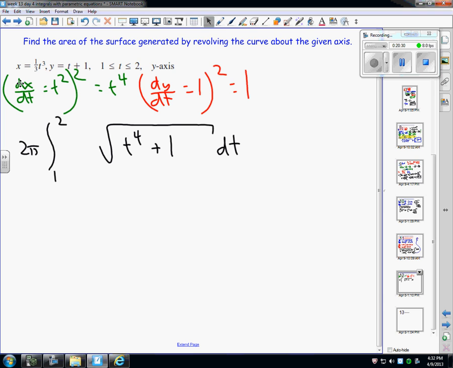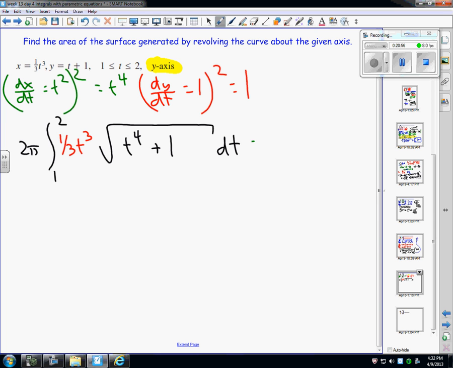And remember that I want to revolve it around the y, so that means I need the x on the outside, which is 1/3 t cubed. Remember, it's always the opposites on that. Okay. That's the setup of the equation, and this one should flow pretty quickly because it's a nice u sub.